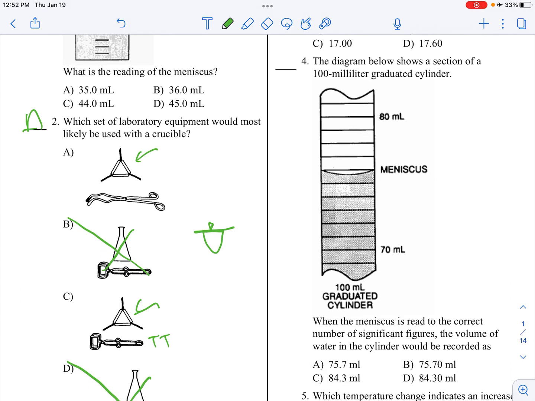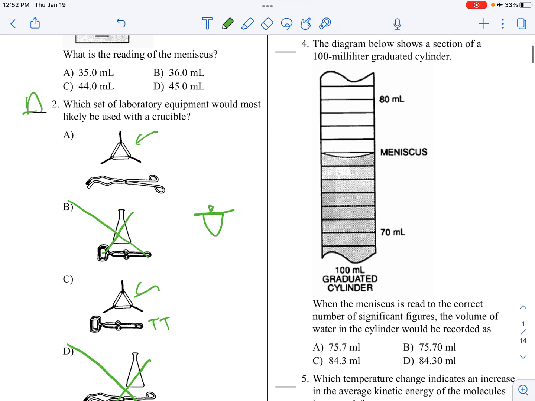When the meniscus is read, what is the volume to the correct sig figs? So 70. So this is 71, 2, 3, 4, 5. This is 75. This is 76. So it's not in the 80s. So looks like 75.5, 6, 7, something like that.